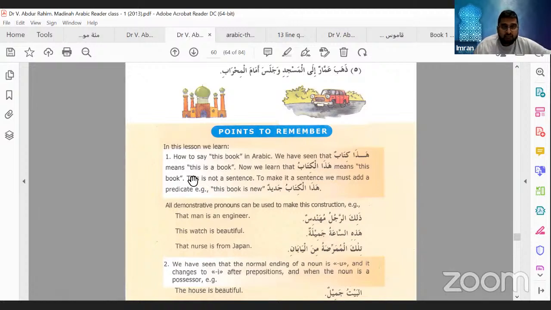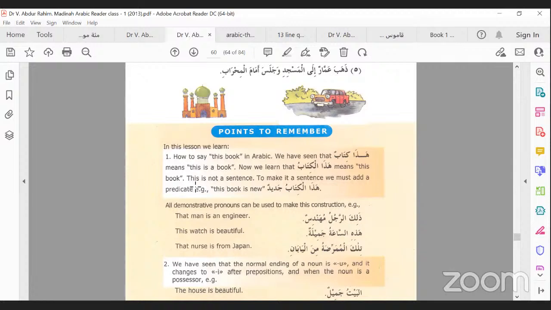Can you see this book? There is no more "is" anymore. When Alif Lam comes, there's no more "is" between Haza and Kitab. Haza Kitabun, this is a book. But when there's Alif Lam, Hazal Kitabu becomes this book. Then it becomes an incomplete sentence. This is not a sentence. To make it a sentence, we must add a predicate.